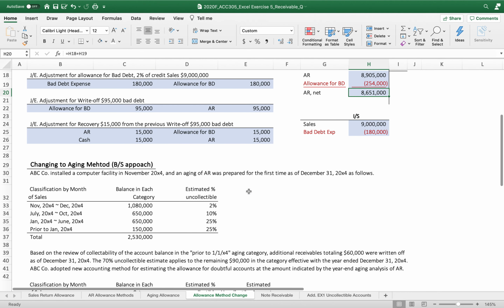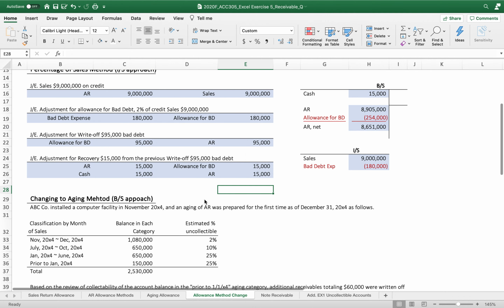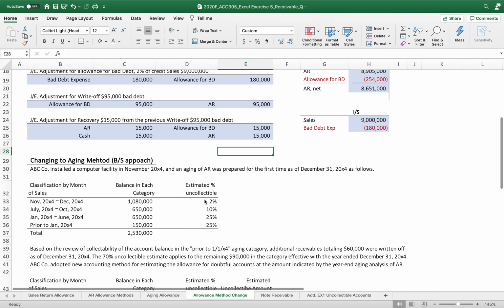Good. Then we now have changed the allowance method, allowance for bad debt, the policies from the percentage of sales income statement approach to the aging method, because we have a lot of information from the past behavior of customer payment. So ABC Corporation installed a computer facility, and an aging of AR was prepared for the first time as of December 31st.